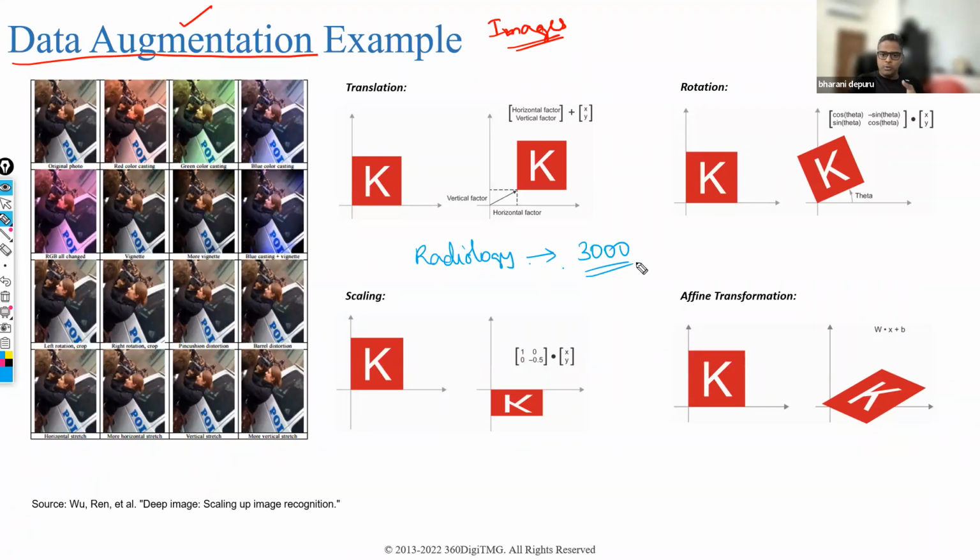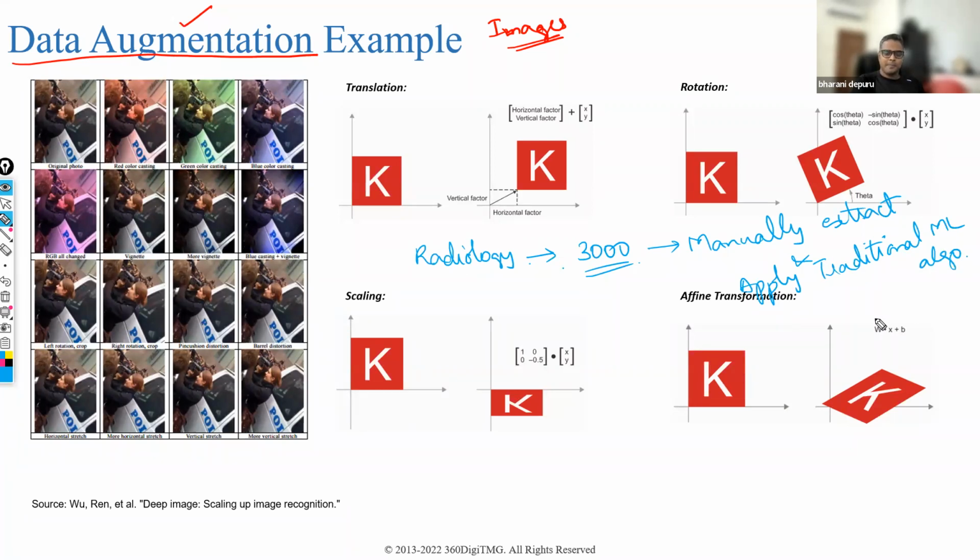And if you want to train your model, you can use a manual way of extracting the features. Manually, you can extract all the features, and then you can apply traditional machine learning algorithms on that.